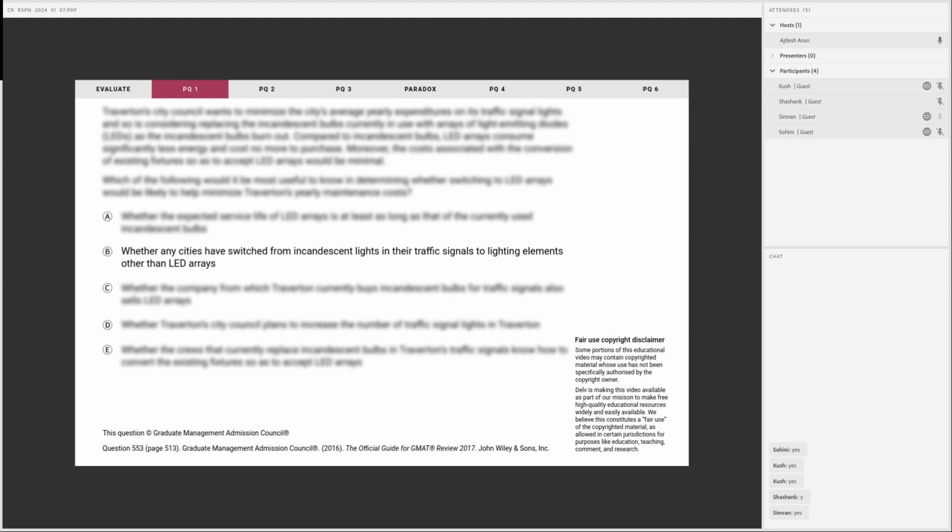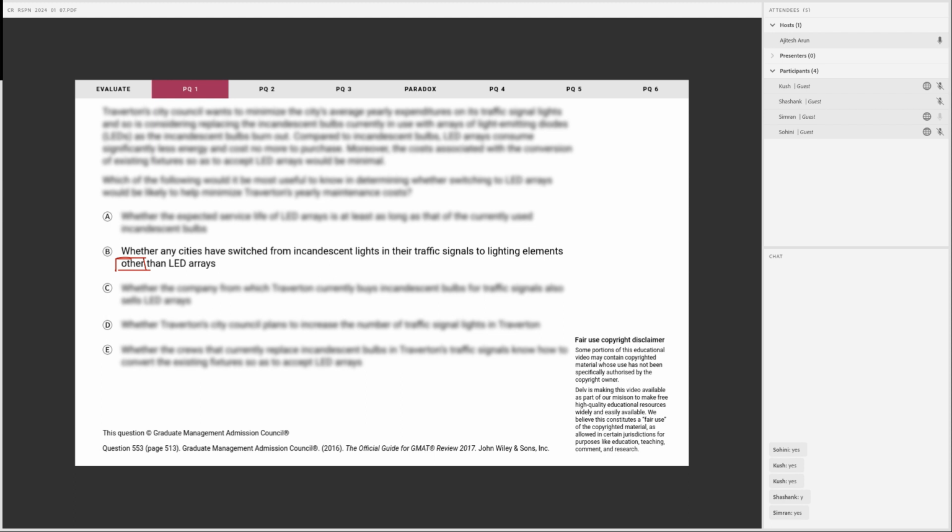This is actually what I was looking for. So you read option B precisely, right? That is what I was looking for. You guys may be surprised to know that most people who read option B end up missing this word, other than. They will read it as whether any cities have switched from incandescent lights to LED arrays. They kind of miss this other than over there. But if we don't make that mistake, right?